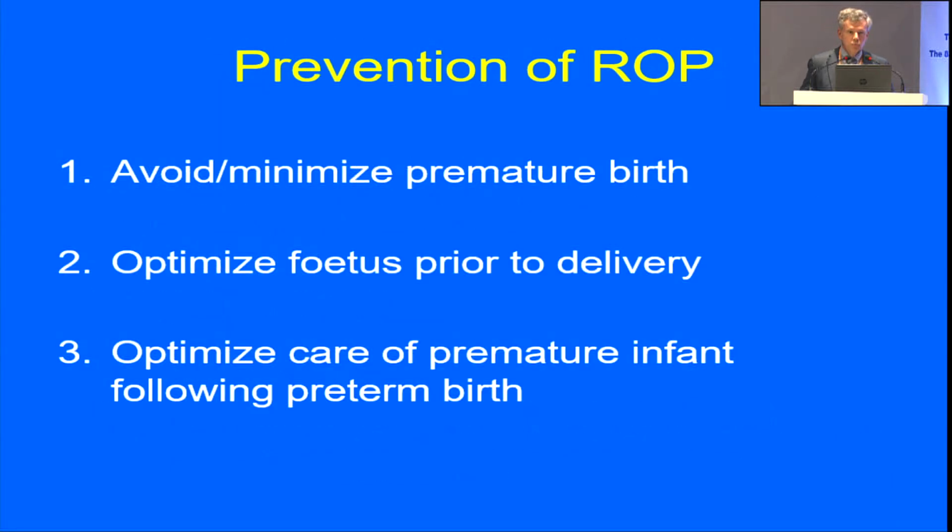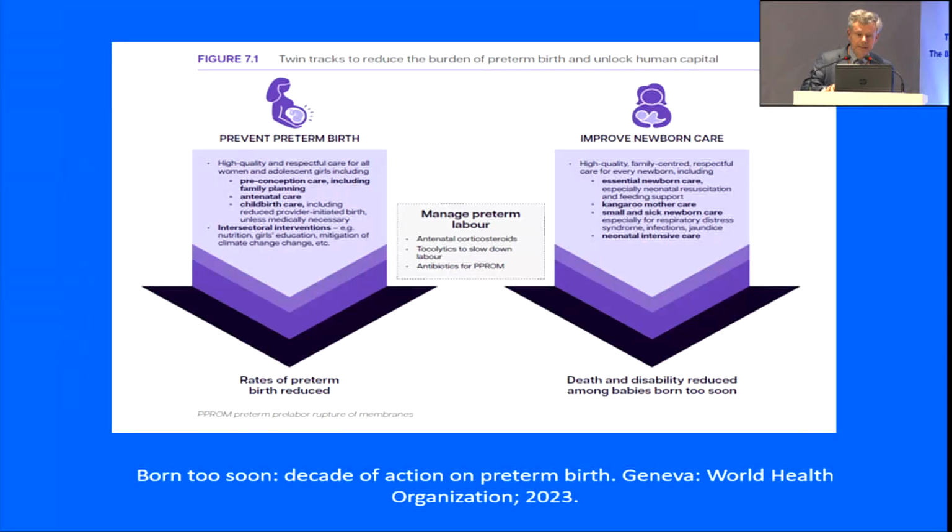Prevention, this is really where it broadens. It's a whole of health system thing, so it's avoid, minimise premature birth, and that's nothing to do with you or me. Optimise the fetus prior to delivery. Again, that's nothing to do with you or me, but incredibly important to what we do. And then optimise the care of the premature infant following preterm birth. And then again, that's not you or me.